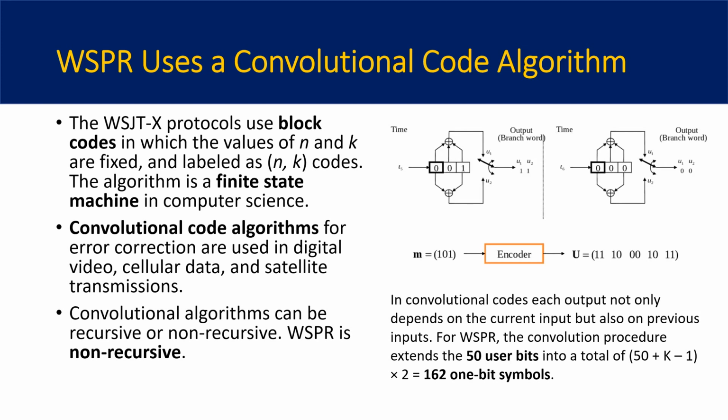So it basically takes the 50 bits that are used in the intended message. That's our call sign, our grid locator, and our power level, and extends that to 162 one-bit symbols. So it takes a 50-bit input and produces a 162-bit output that's actually transmitted. And so all of those excessive bits are for the purposes of error correction.